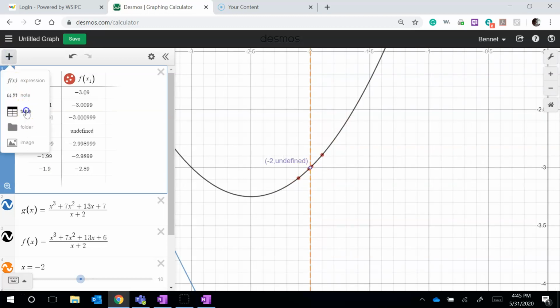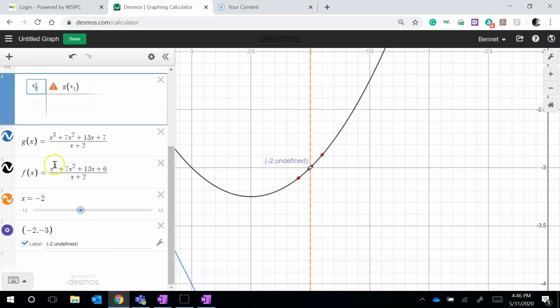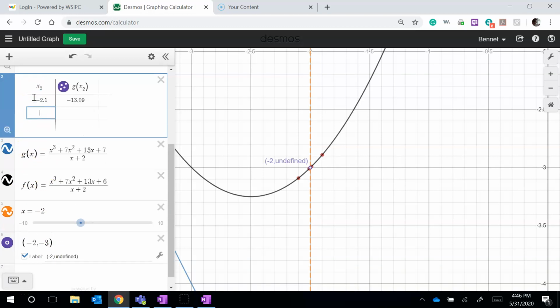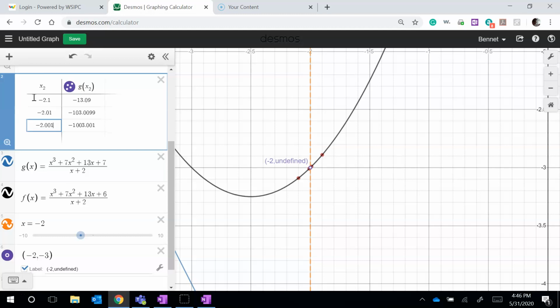If I did that for g of x, do the exact same thing. I could do x2 and then g of x2 if I wanted to. Just make sure that this subscript matches that, if you add a table here. So for your g of x, we want to do the same thing. Start 1/10 away, then get a little bit closer, then get a little bit closer, negative 2.001.